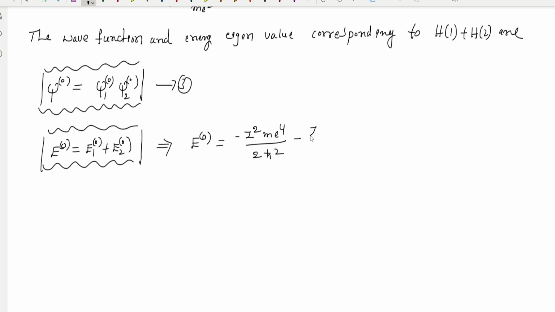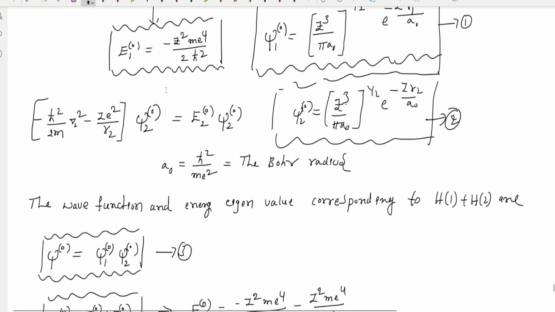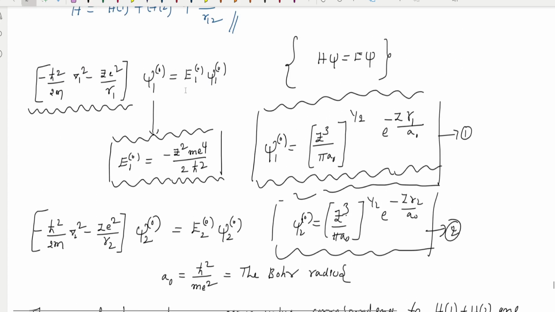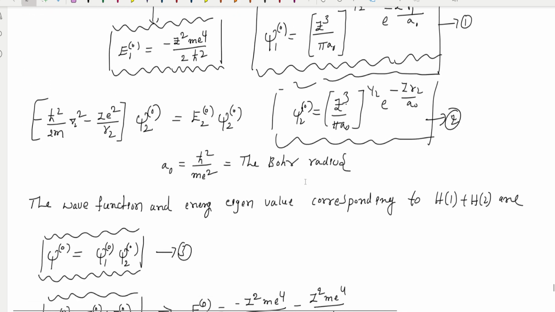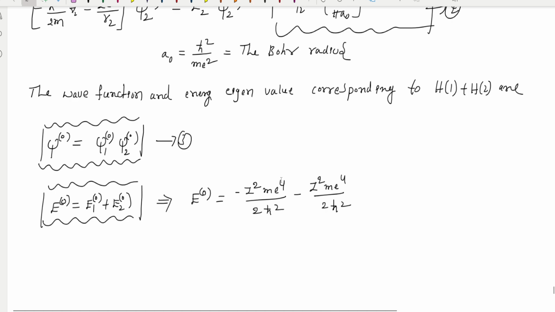Minus Z squared m e to the power 4 divided by 2 h cross squared. So we got this by solving this simple hydrogen atom. If you try to solve this hydrogen atom solution, then you can get the ground state energy and the corresponding eigenvalues and eigenfunction of this Hamiltonian.